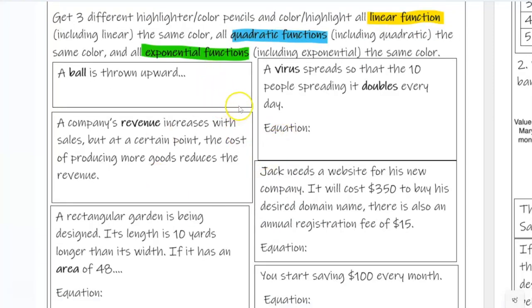So I'm going to randomly pick a couple. Let me pick this one, a ball. Oh my gosh, I read no more. It's thrown upward. That means it's going to go up and then it's going to come down. What does that look like? That is quadratic. So I'm just going to color just a little bit blue.